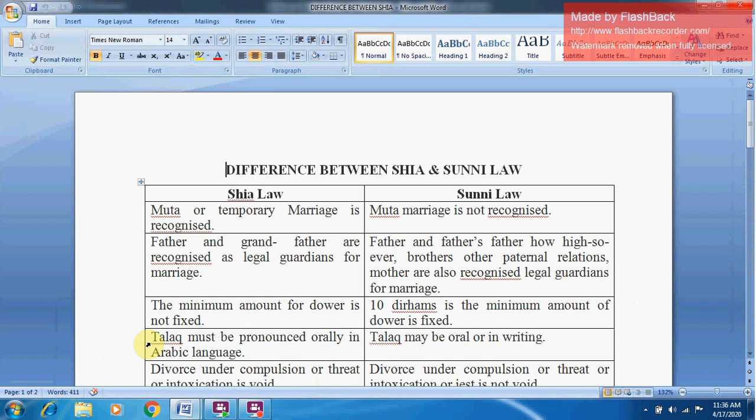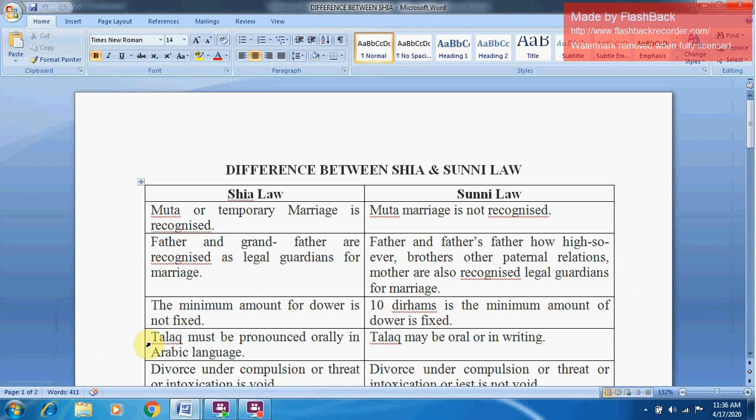And regarding Shia law and Sunni law, the differences go like this. Muta or temporary marriage is recognized in Shia law. Muta marriage is not recognized in Sunni law. And Muta marriage is a temporary marriage, which is mostly followed in Shia law, that is, the subsect of Ithna Ashari, as we discussed in earlier videos.